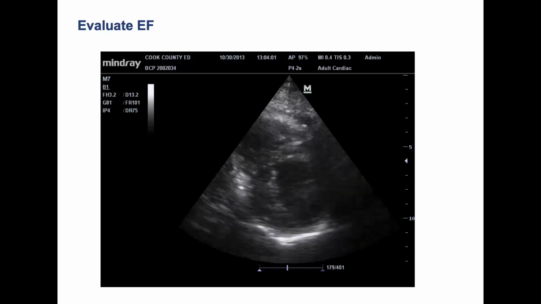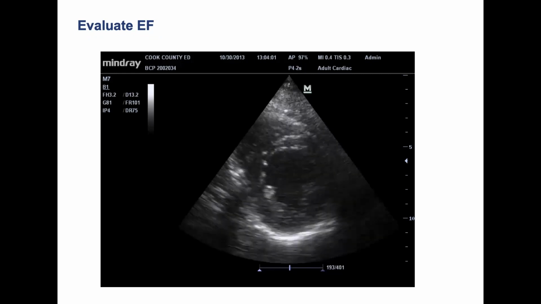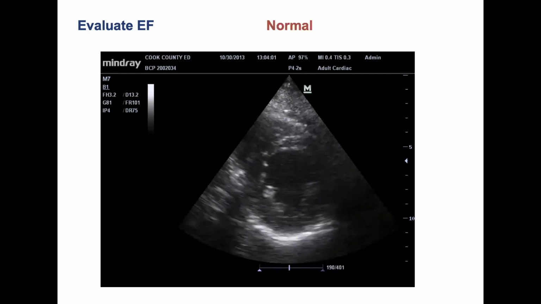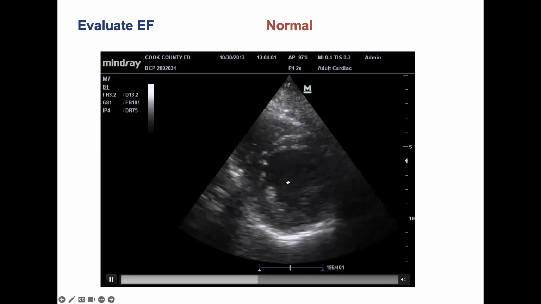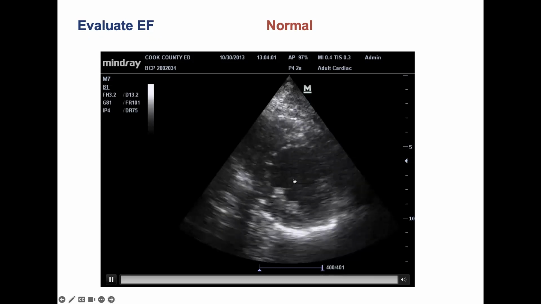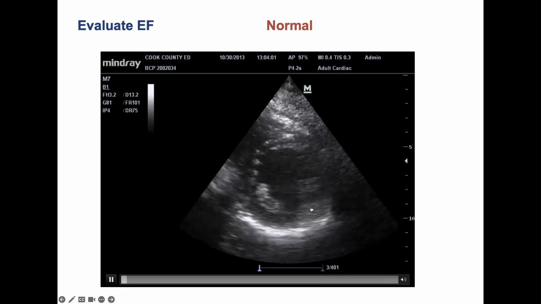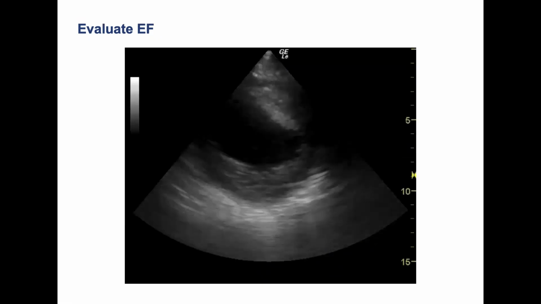So let's look at a couple of videos where we can evaluate the ejection fraction. This is a parasternal short axis view. This one has normal ejection fraction. So if I put my cursor here in the center, I see nice endocardial excursion. Those walls are moving in. If I focus on the wall edges, I see nice thickening, or myocardial thickening. So this is a normal ejection fraction.